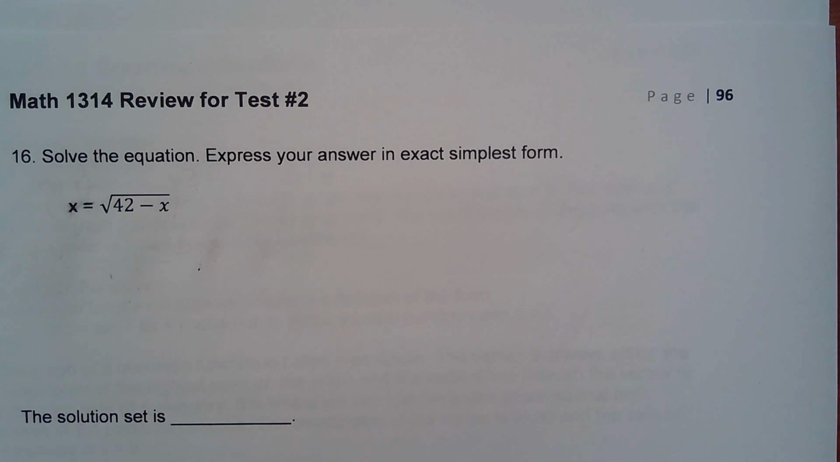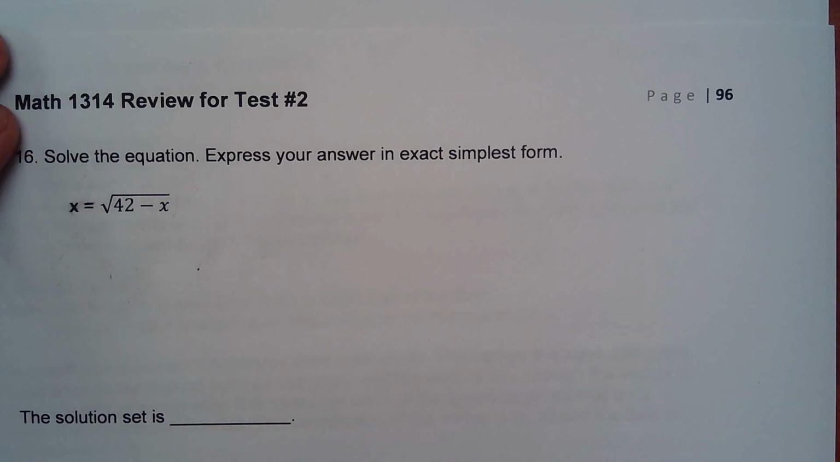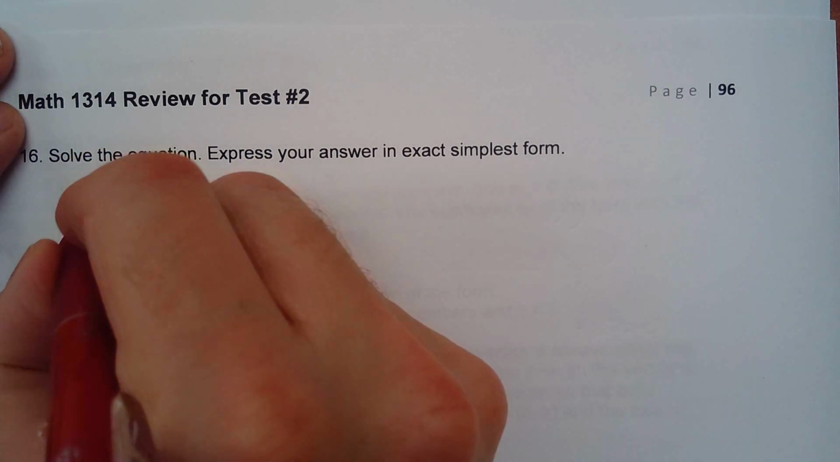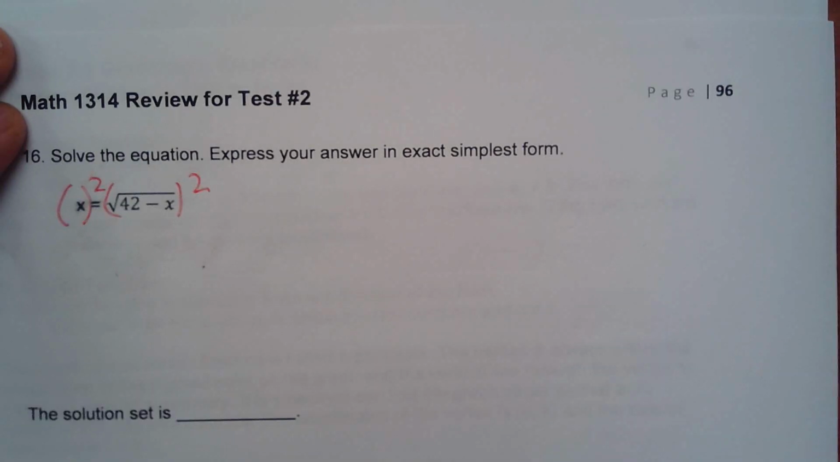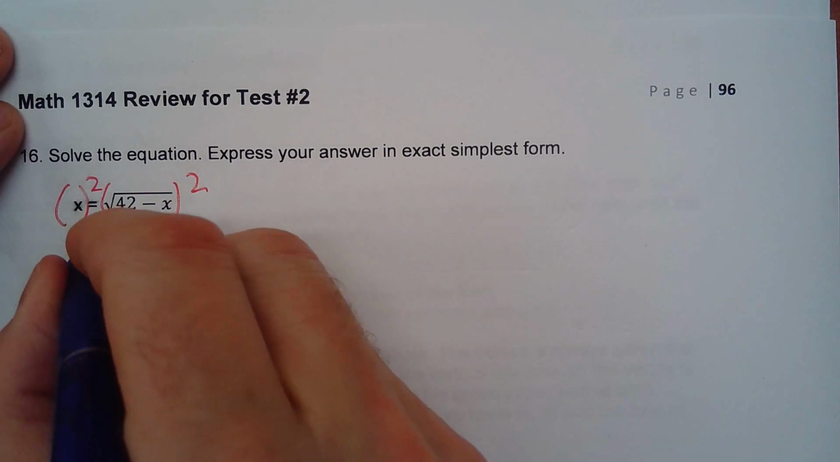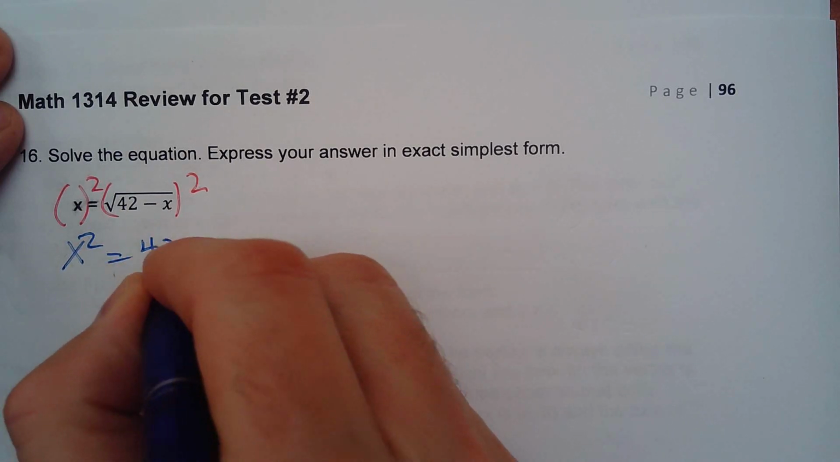So in looking at number 16, we already got the square root by itself. Sorry, it's a little blurry here. So I want to go ahead and square both sides. That will give us x squared equals 42 minus x.